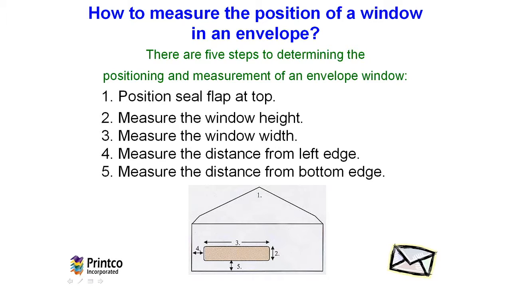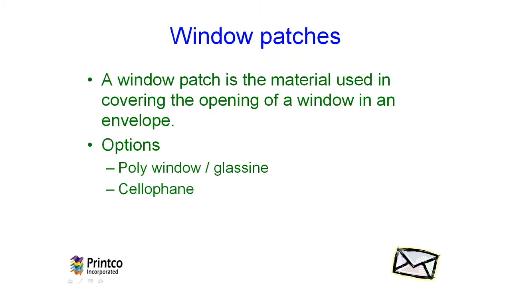The envelope is a standard window envelope if the overall size is the standard size, and if there is a window, the window size and placement is the same as the standard for that particular envelope. A window patch is the material used in covering the opening of a window in an envelope. Common options used in the industry is the poly window, which some call the glassine window, depending upon the manufacturer the term they use. This is used 95% of the time in the industry.